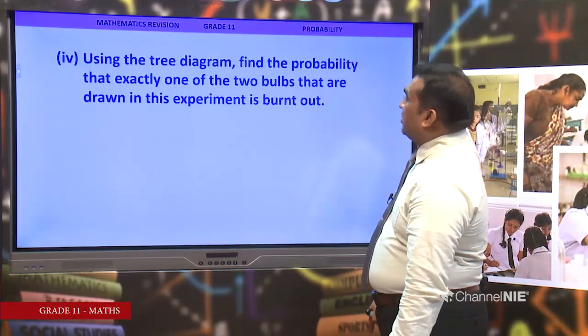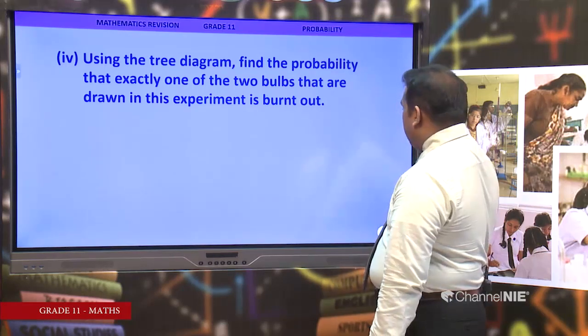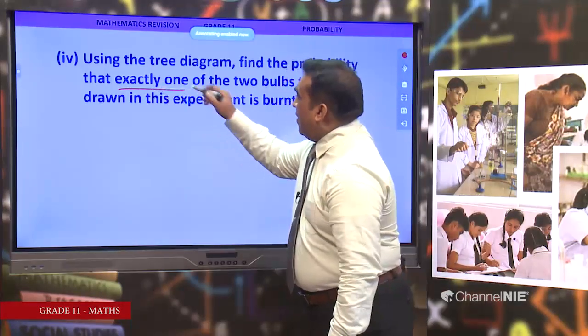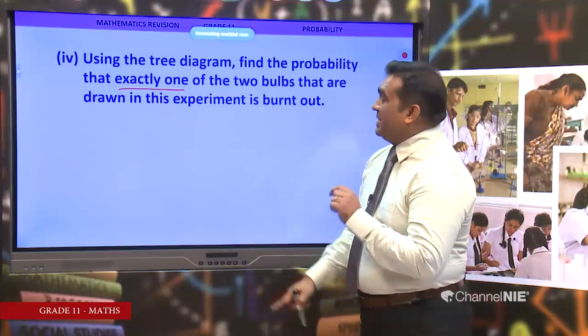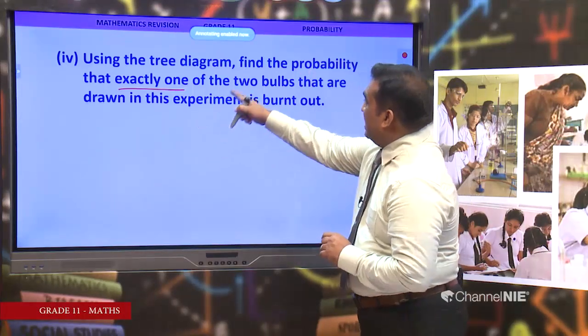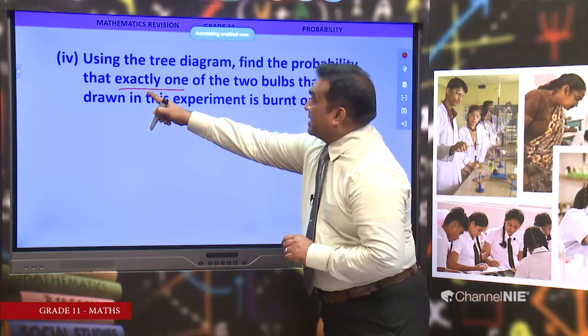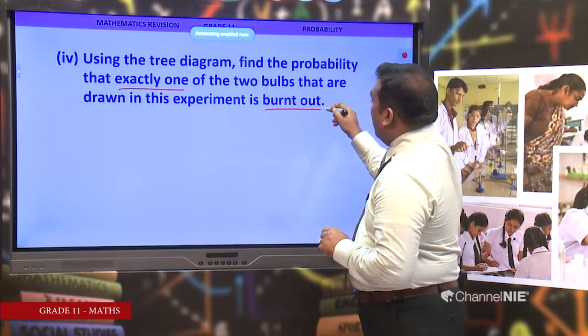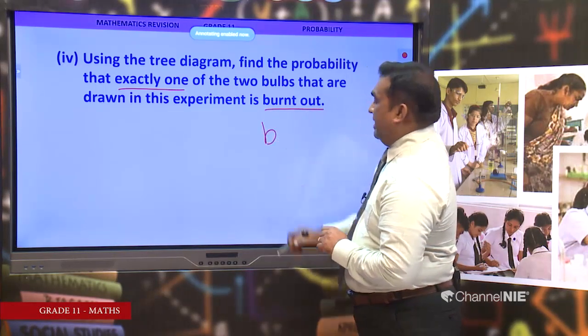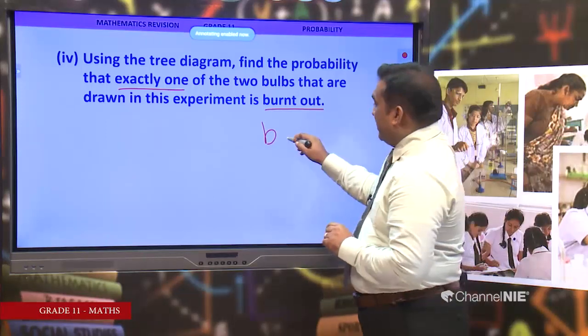Using the tree diagram, find the probability of exactly one of the 2 bulbs that are drawn in the experiment is burnt out. Exactly one. Not at least condition here. Right? Then exactly one. It means only one. It means compulsory letter B there. Only one letter B in the event.